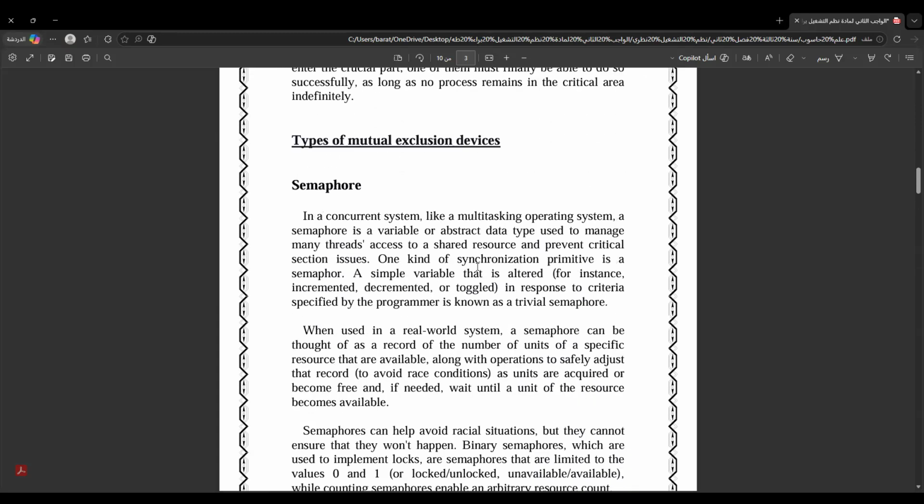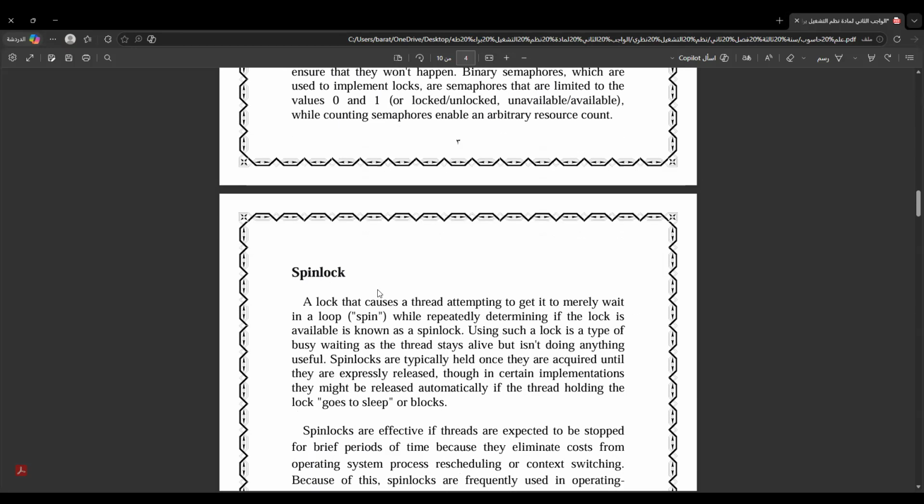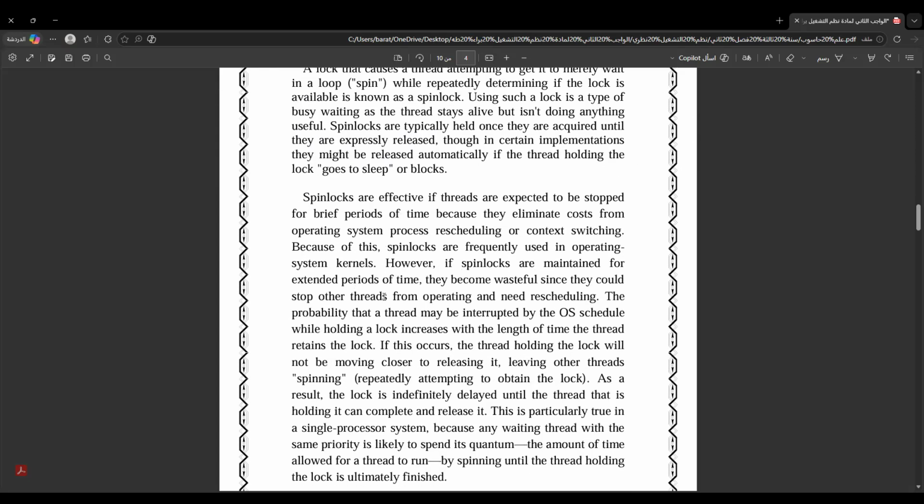Now let's talk about semaphore. A semaphore is similar, but instead of allowing only one thread, it can allow multiple threads to access a resource at the same time, depending on its value. And we have spin lock. Spin lock works differently. Instead of waiting efficiently, a thread repeatedly checks if the lock is available. This is called busy waiting, and it can waste CPU resources if not used carefully. So be careful.